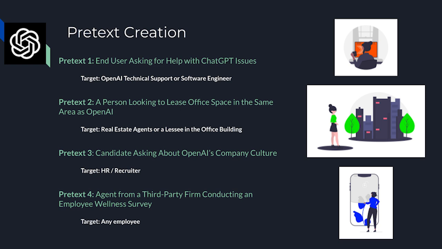Both the second and third pretexts can be an opportunity to verify current information that we have or capture more flags. The fourth and final pretext is an agent from a third-party firm conducting an employee wellness survey. We want to go through as many employees as possible because at least one of them will be willing to take the survey. This approach is sort of risky as it could lead to questions and gossip within the company about the legitimacy of the survey and end up blowing our cover.